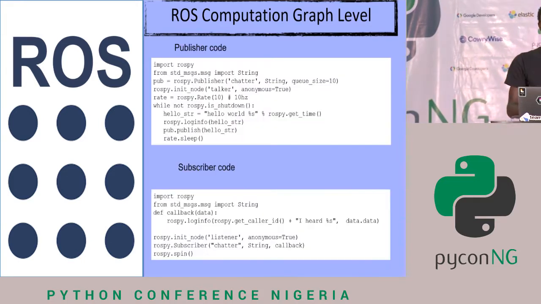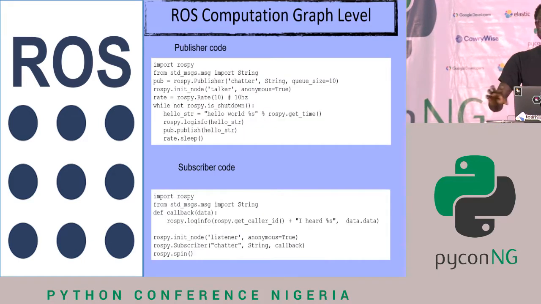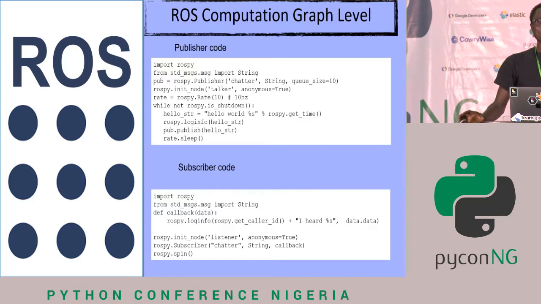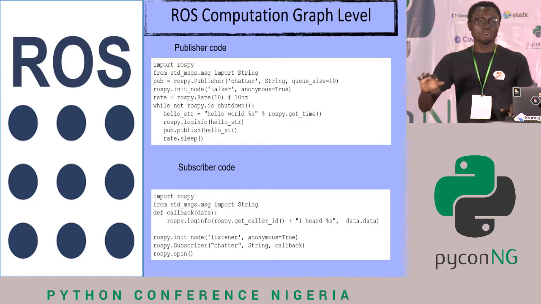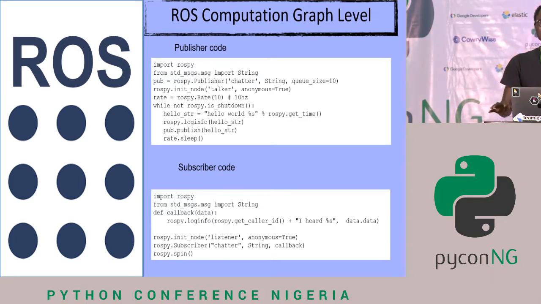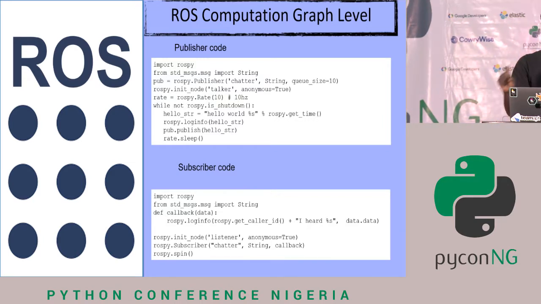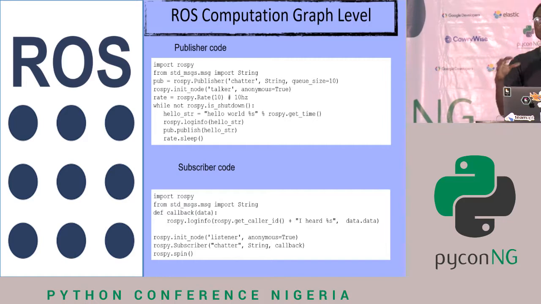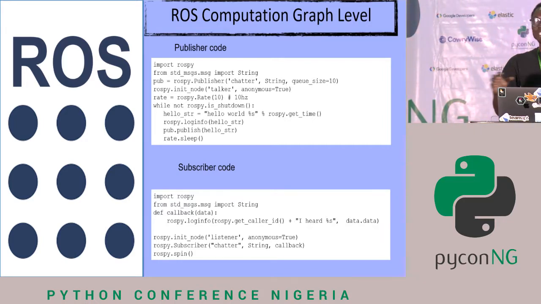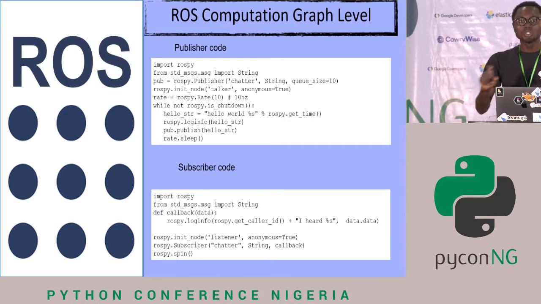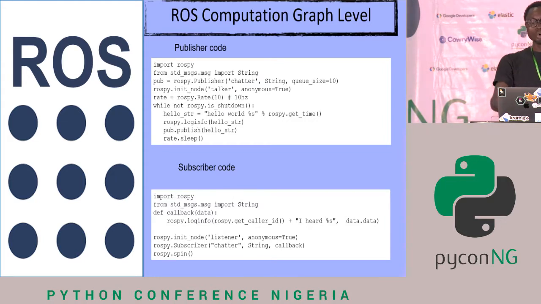So this is just an example of how a publisher node and a subscriber node look in Python. Once you have ROS installed on your system, all you have to do is import rospy. Once you import rospy, you can also import a particular message of your choice. There are different types of messages that you can import. We have string, we have image, we have sensor data. And when you do that, you create your node.